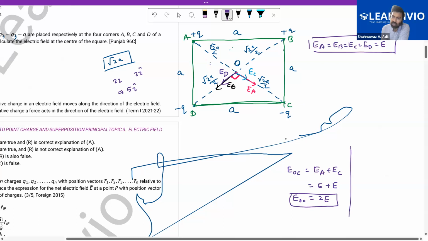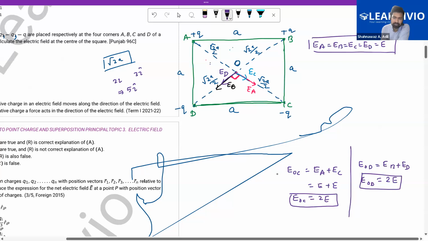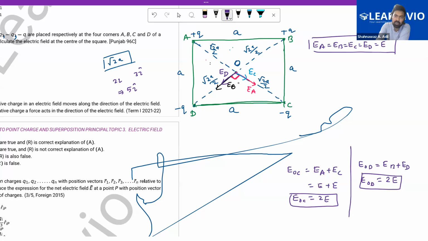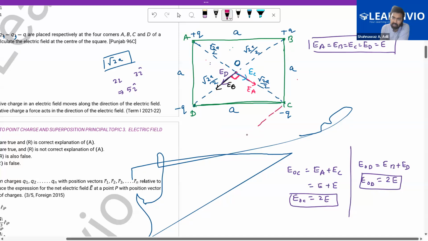Similarly, what can I say about EOD? That would also be EB plus E, right? Yes. So again, that would be 2E. Now I have two vectors, and they are perpendicular. So what would be the net electric field or net resultant? That would be the parallelogram law, right? So I make this diagram in here. This would be my net, this is E net.